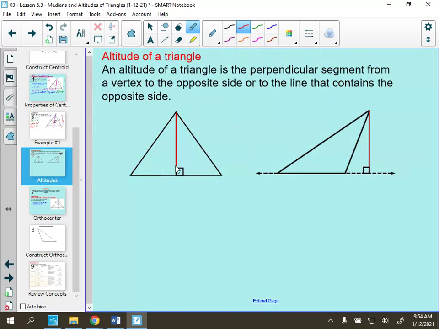So first thing we got to define, just like we did before with a median, is what is an altitude of a triangle. I think a lot of people are familiar with the term height, right? And we used earlier in the year the 1/2 base times height formula to find area. So it's really the exact same thing. The altitude of a triangle is the perpendicular segment from the vertex to the opposite side, or the line that contains the opposite side.